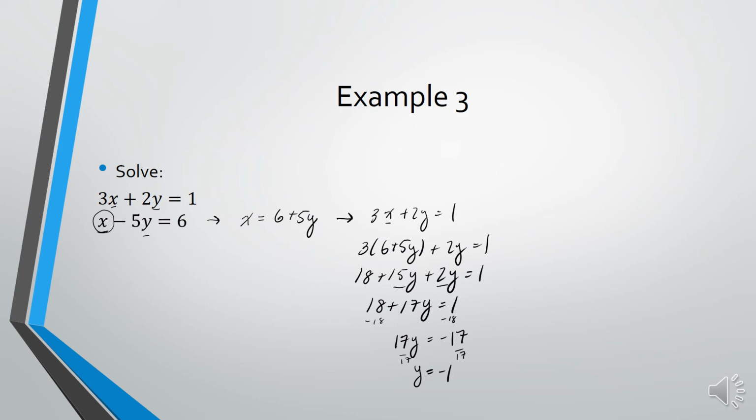We need to figure out what the x value was. So what I'm going to do is take this y value and plug it into my first equation. So x is 6 plus 5 times -1, which is 6 minus 5, so 1. Which means my solution is x was 1, y was -1.